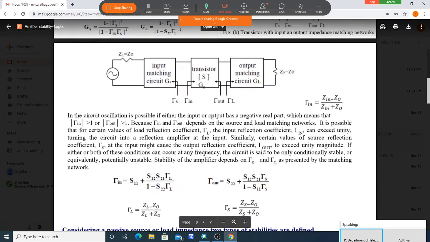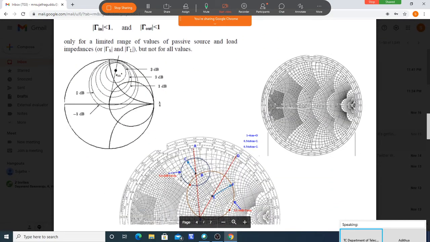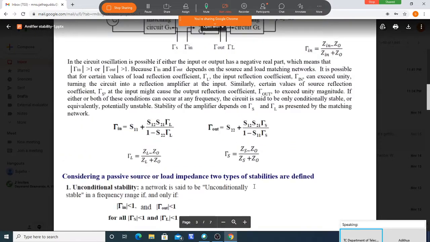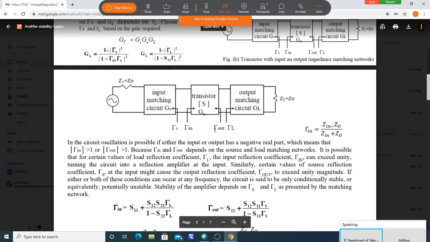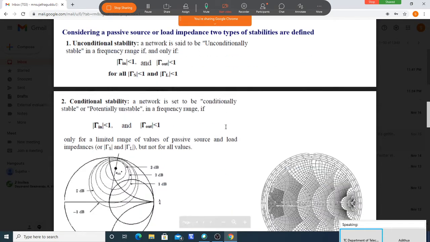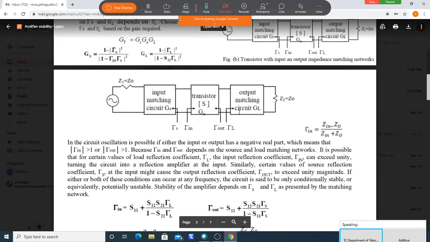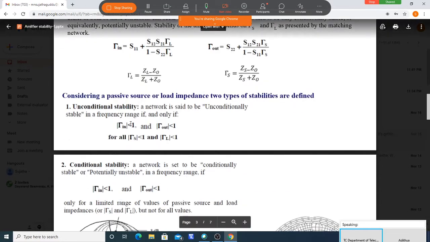You can take any value for this ZS, whatever you want on this circle. Whatever you want on this circle, you can take it as a ZL. The Γin and Γout never exceed 1. That is a property of the device because of its parameters. That may happen. That active device has S parameters such that you can take any value here, but the Γin and Γout never exceed 1.